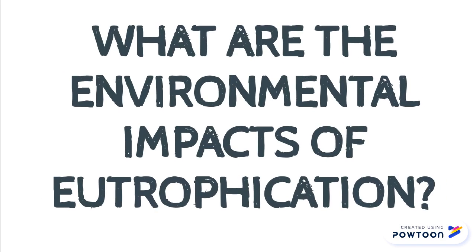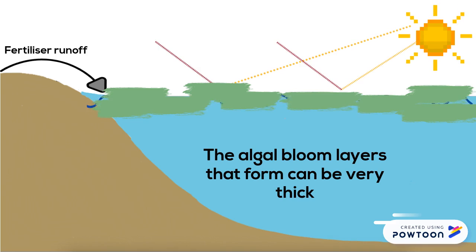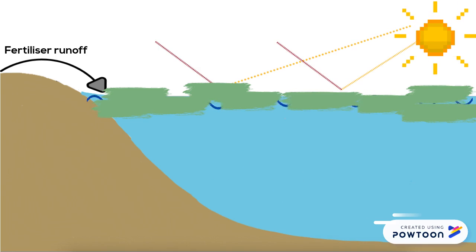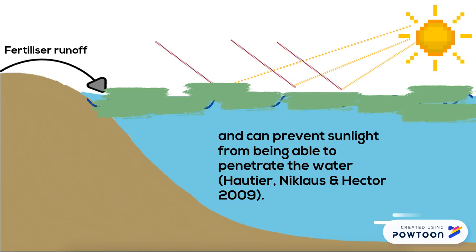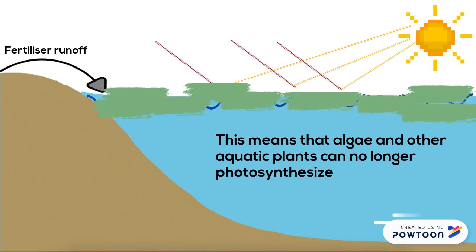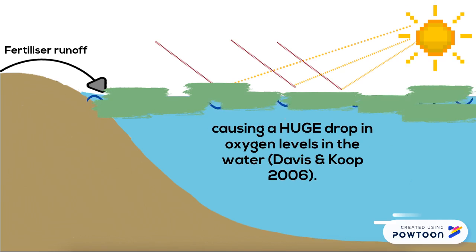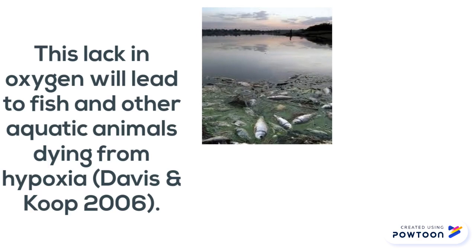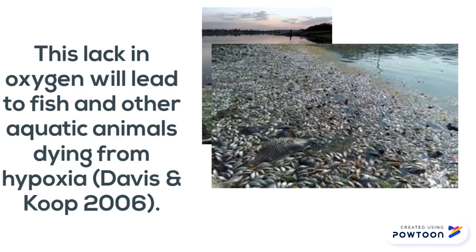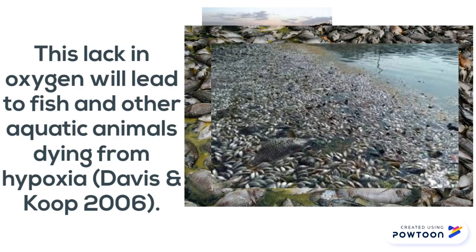So what are the environmental impacts of eutrophication? The algal bloom layers that form can be very thick and can prevent sunlight from being able to penetrate the water. This means that algae and other plants can no longer photosynthesize, which results in a huge drop in oxygen levels in the water. This lack of oxygen will lead to fish and other aquatic animals dying from hypoxia.